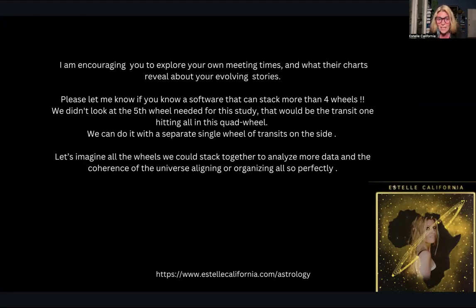Let's imagine all the wheels we could stack together to analyze more data and the coherence of the universe aligning and organizing all so perfectly.